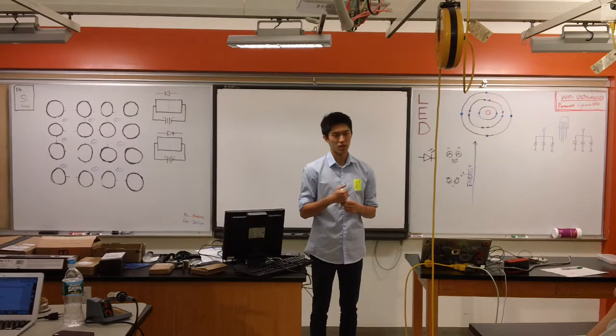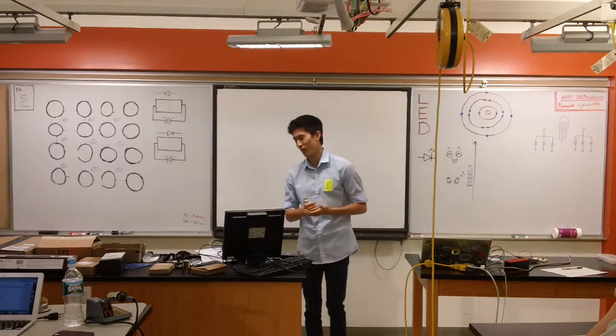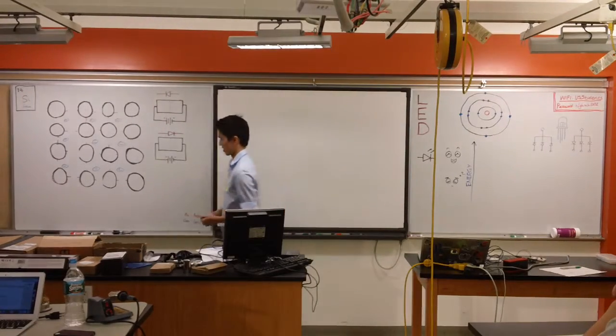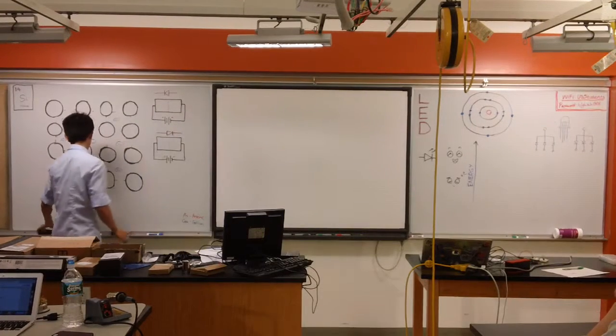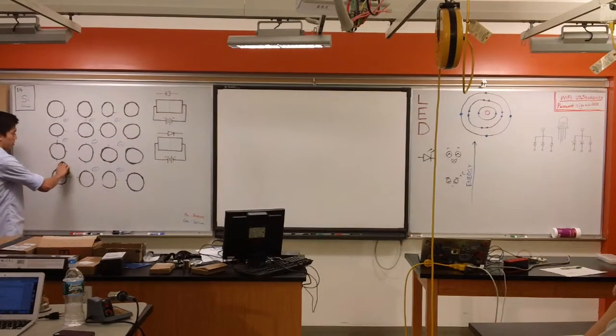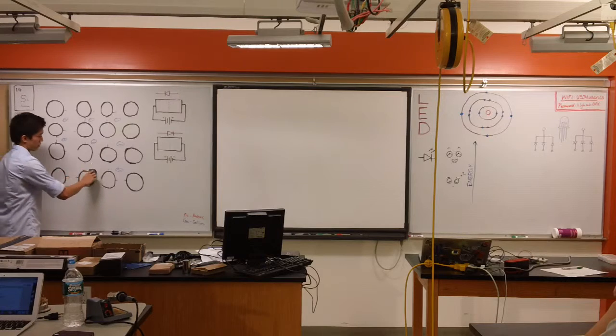Size-wise? Kind of, yeah, kind of. Like the ionic radius? Yeah, kind of like that. But, yeah. That's a good question, though. But otherwise, that's how metals or conductors and insulators are different.